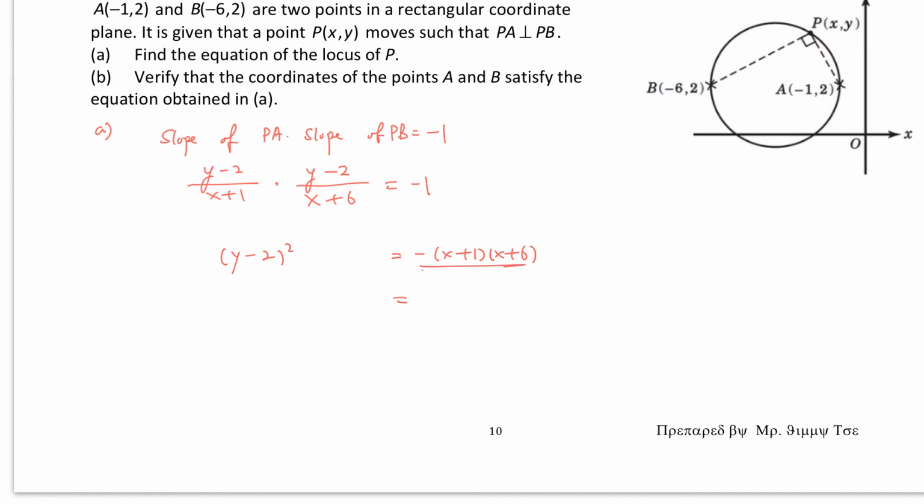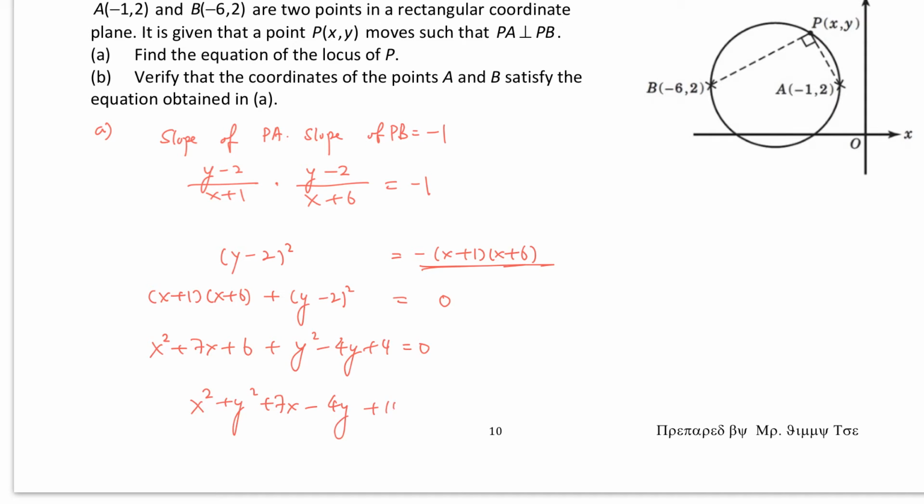Move this term to the left hand side, add (x plus 1) times (x plus 6) on both sides. And then simplify it. This is x squared plus 7x plus 6 plus y squared minus 4y plus 4 is equal to 0. So x squared plus y squared plus 7x minus 4y plus 10 is equal to 0.